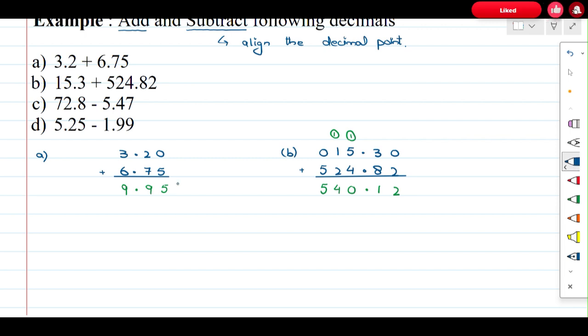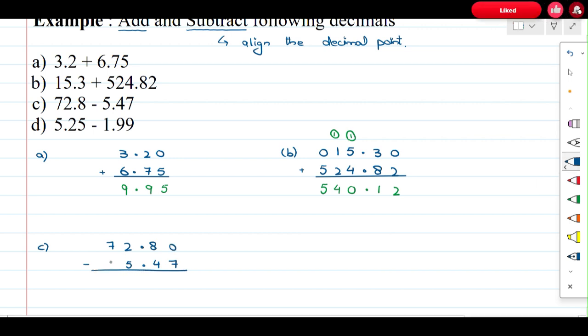The main concept in addition and subtraction of decimals is to align the decimal point, and then you can easily do the addition or subtraction. Let me do the subtraction ones. 72.8 and 5.47. We need to subtract them.